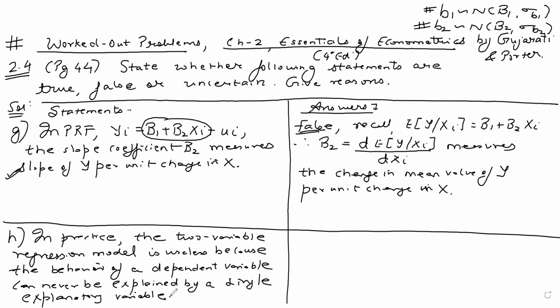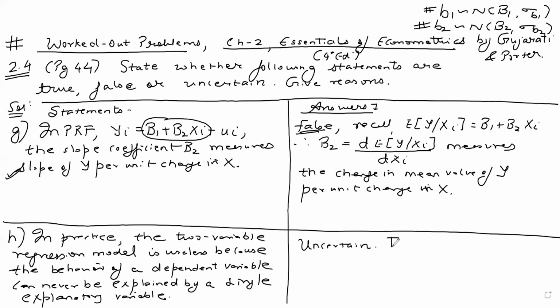Okay, so again, if you look at H, now we can't say anything whether it's true or false, because there are some models where the dependent variable might just be explained by one single explanatory variable, and there might be models where one explanatory variable may not be sufficient to explain the behavior of a dependent variable. So I can say that the answer for this is uncertain. Hoping all students have understood statement H. Basically your answer is just uncertain because you can't say.